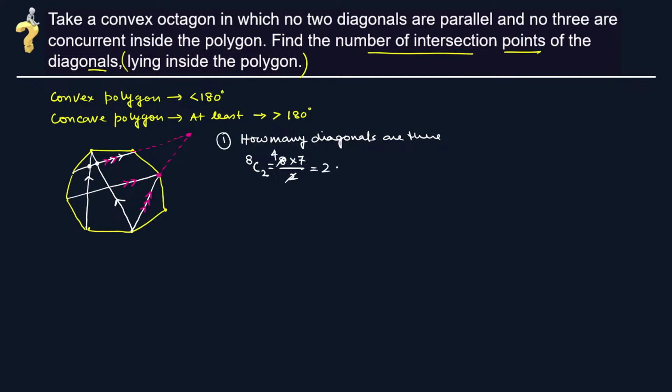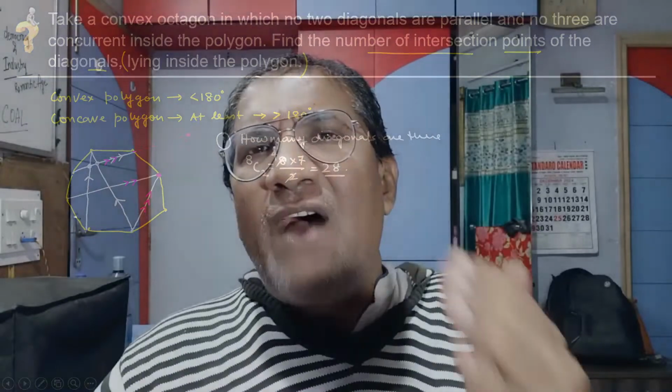So there are 28 such lines that will be formed. Now, out of these 28 lines, there are lines which are the edges of the octagon. They are not the diagonal. You see, if I take any 2 points from these 8 points, we are going to have a straight line. Now, that line can be either the diagonal or it can be the side of the octagon.